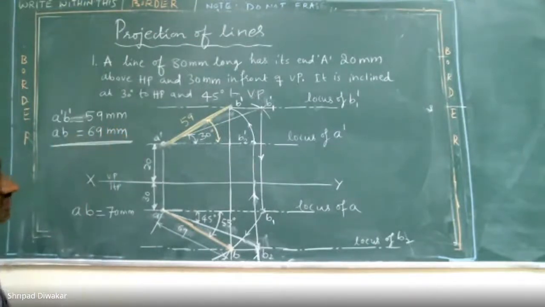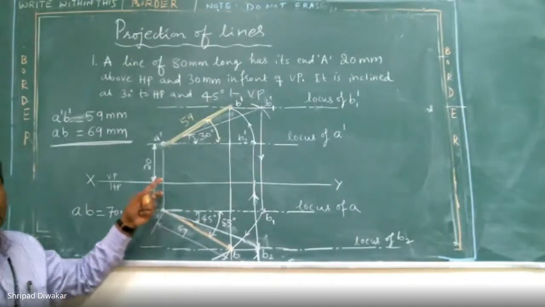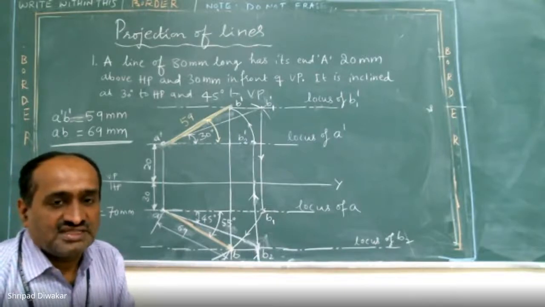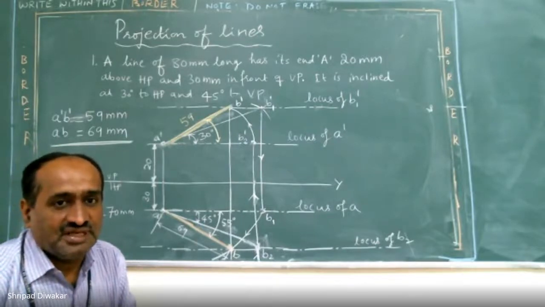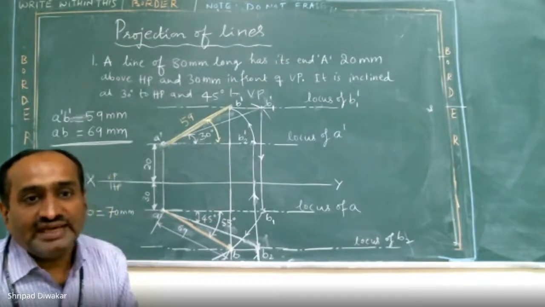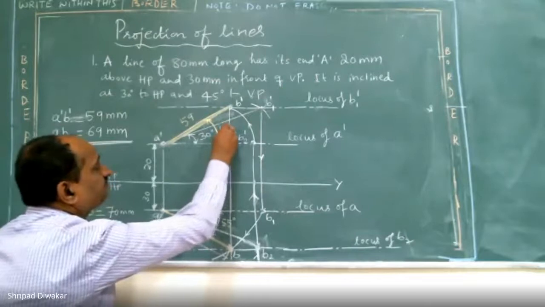Okay, so after performing this one, you have to write somewhere in the problem itself, you have to mention A dash B dash as 59 mm, AB as 69 mm. Okay, now coming to the angle. So here you are having 43 degree.